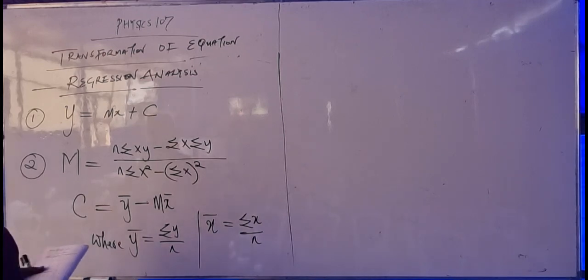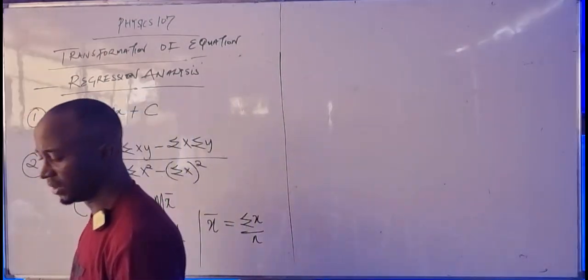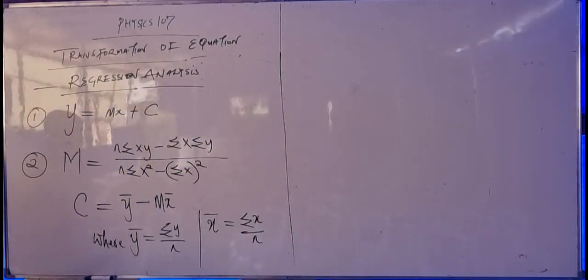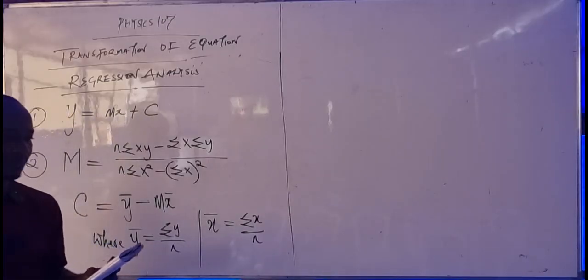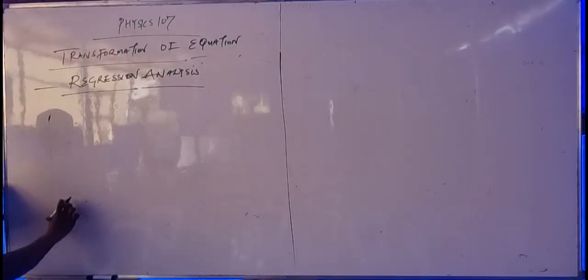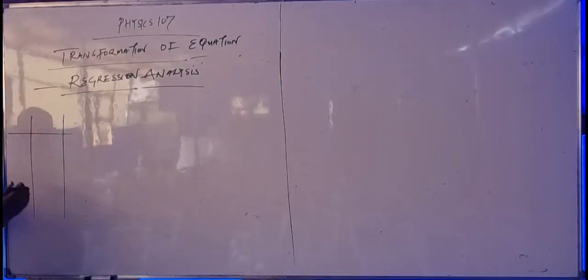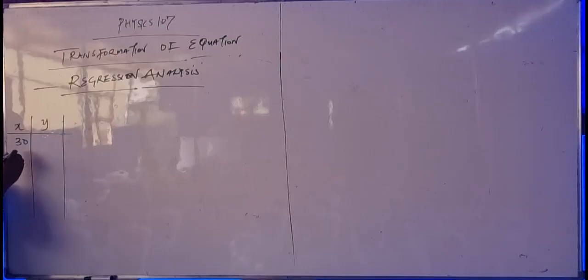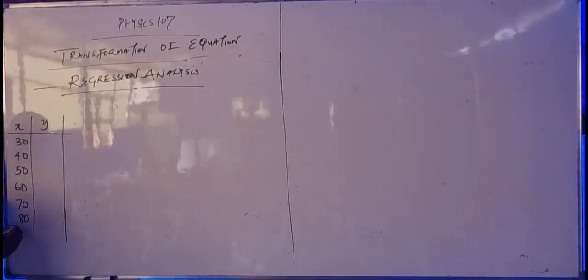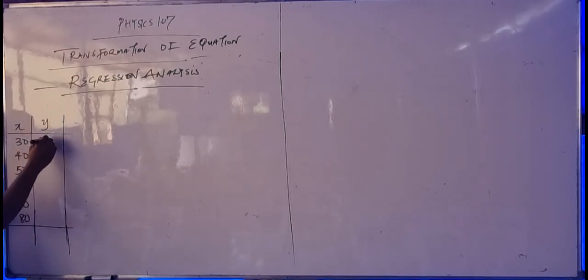Okay, let's look at one example from your textbook. The table below shows the values of x and y obtained in an experiment. We don't know what x represents, but let us look at it. We are given our x and y. We have x: 30, 40, 50, 60, 70 and 80. Are you following?